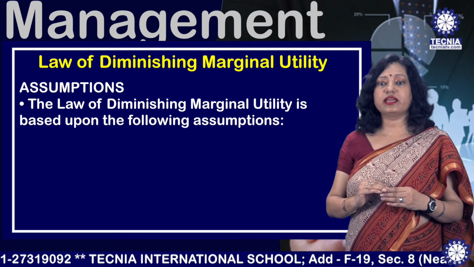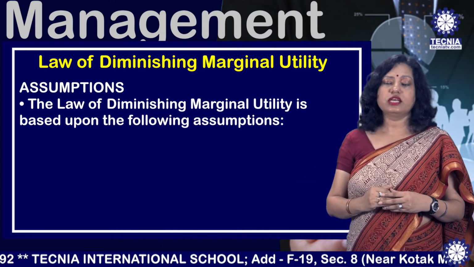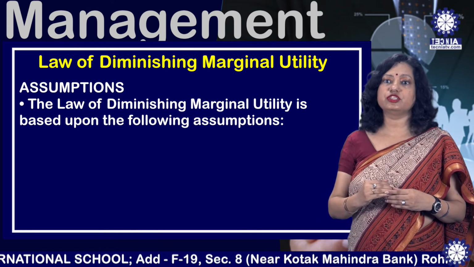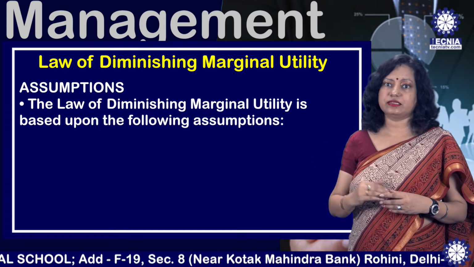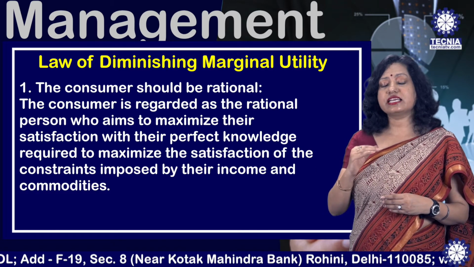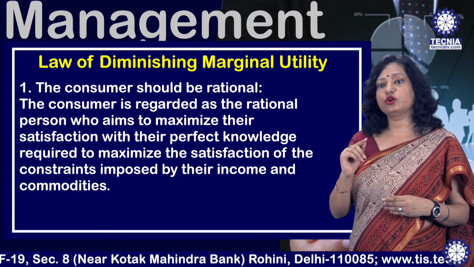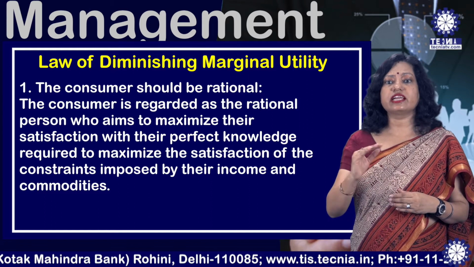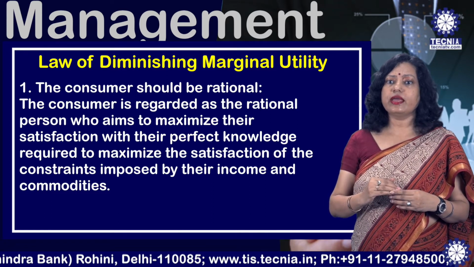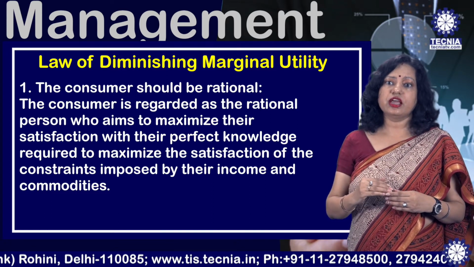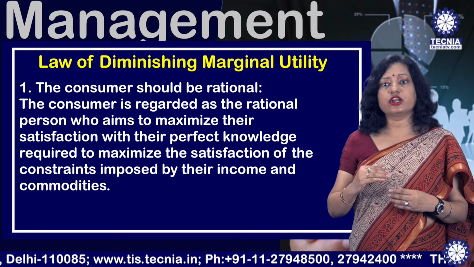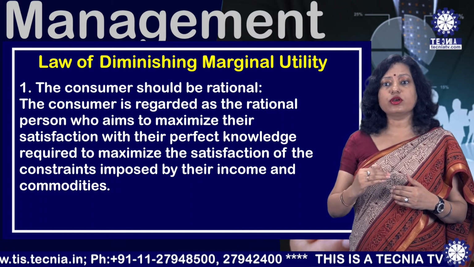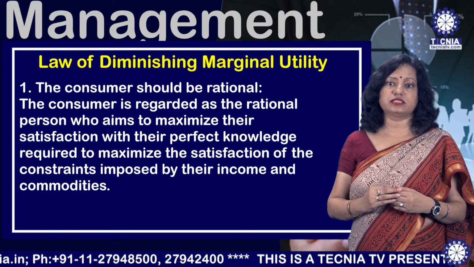Now, I will explain the assumptions of this law. The law of diminishing marginal utility is based on the following assumptions. The first assumption is that the consumer should be rational. The consumer is regarded as a rational person who aims to maximize their satisfaction with the perfect knowledge required to maximize satisfaction under the constraints imposed by income and the commodities.